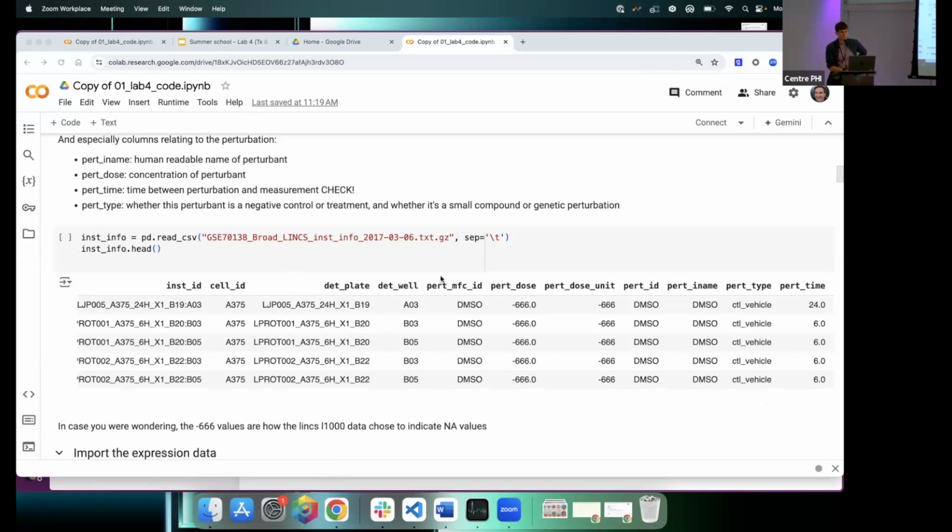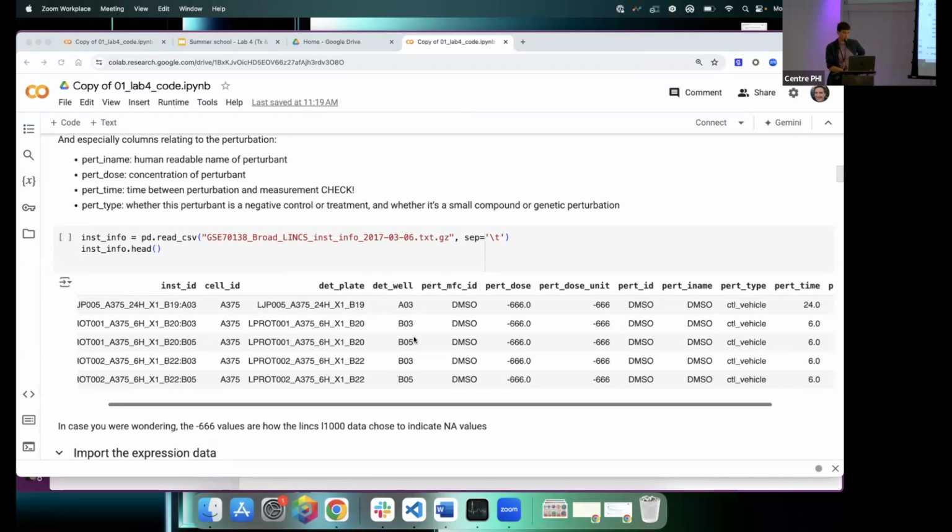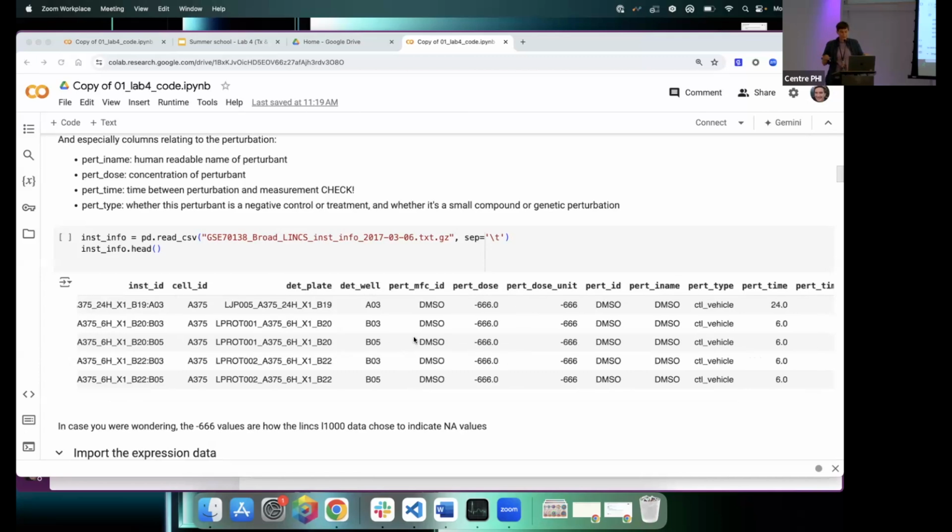The well can also be interesting. This tells us where on the plate it was. If you're going to do a very, very deep dive into this data and figure out, okay, were there edge effects on the plate, then this column would come in handy.